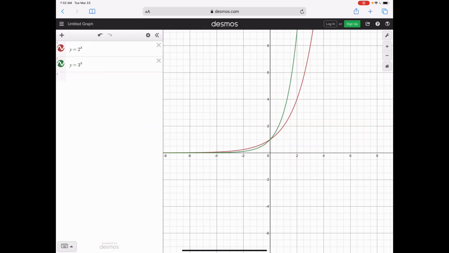So you can see on Desmos, the green graph is 3 to the x power, and you can see how it actually increases much more rapidly. It's much steeper than the 2 to the x power. But when you look over on the left side of the graph, it actually is much flatter once it gets past into quadrant 2.